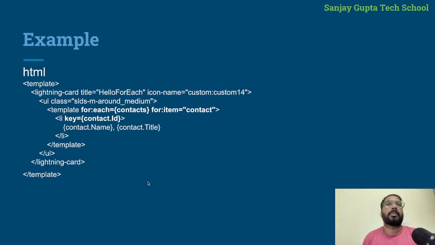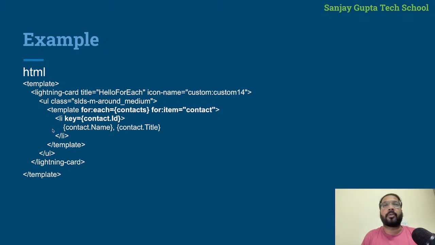If you want to implement a loop, that is also possible. So this way you can implement a loop. You need to write for each. Then here you can pass the list. Then one by one items from this list will go to the variable which is associated with for item. And data will be available in this contact record, and through that you are assigning a key. Here we are using list item. So inside the unordered list we are iterating, and one by one list item will be created. So it will be creating an unordered list.